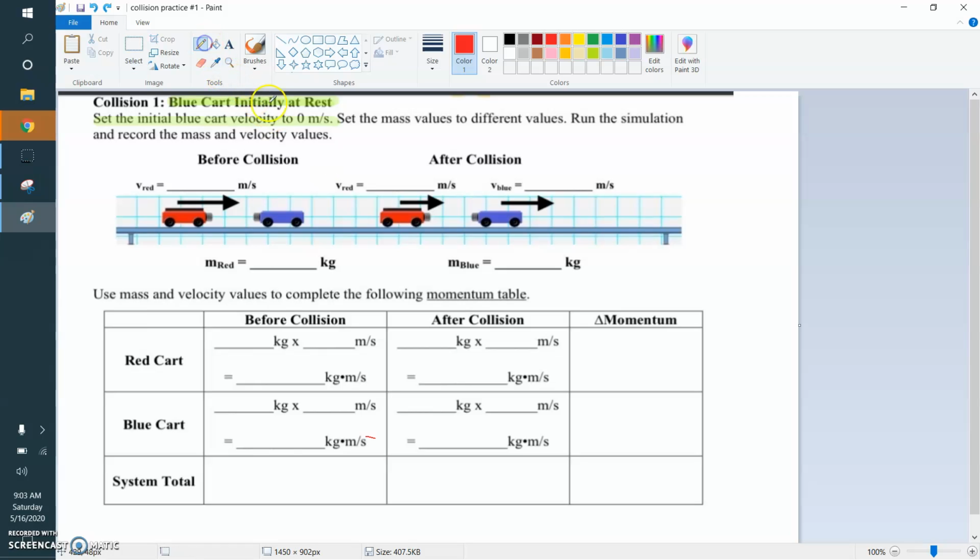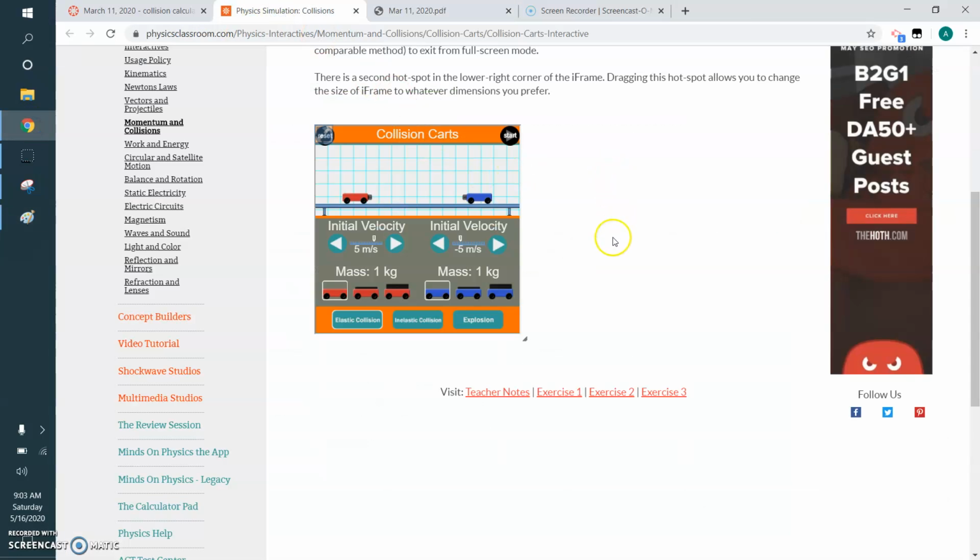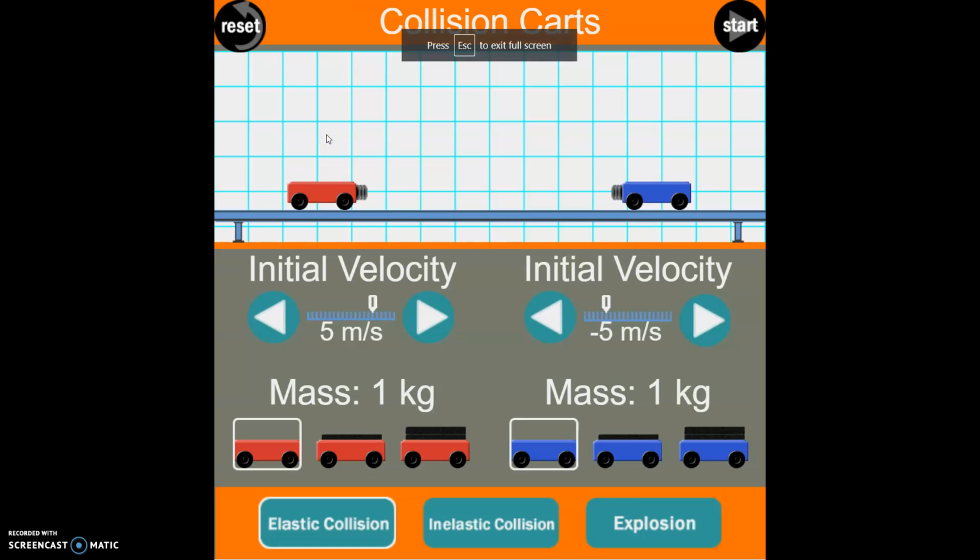Oops, that's not my pencil. Right about here, to distinguish between before collision and after collision. All right, so let's start off on the simulation website that's linked in the assignment document. To make this bigger, you can click right here on the upper left-hand side. And now we're going full screen.